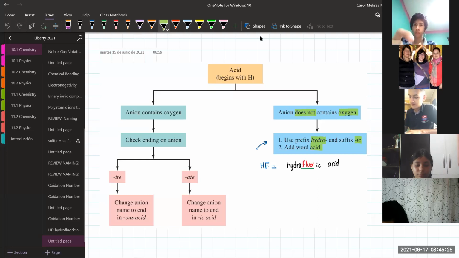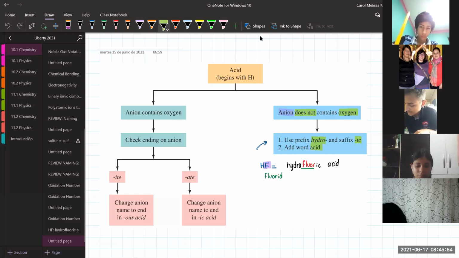Wait a second, please. Now it looks better. Okay, remember that this talks about the anion. The anion is that part of the acid that is not hydrogen, okay? So the anion in this acid is F, and the anion's name is fluoride.